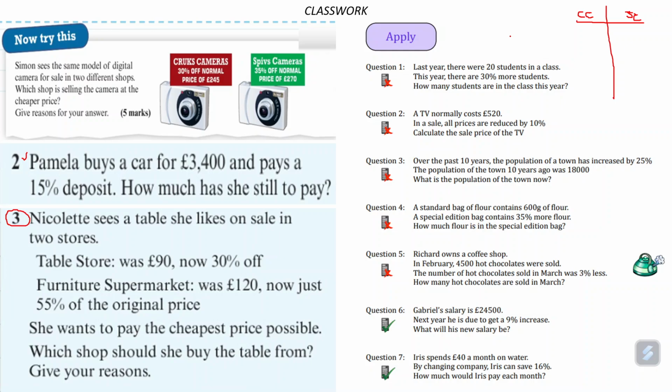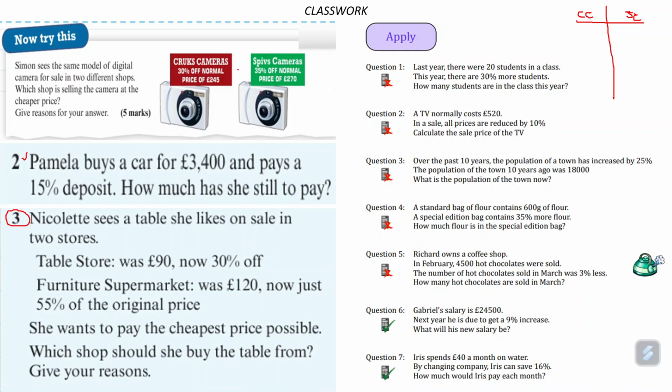So we need to find 30% off the normal price. I've told you there are so many ways to do that. If you like, you can take 30% away from 100%. The normal price of £245 can be equated to 100%. You take 30% out of 100%, that will give you 70%.